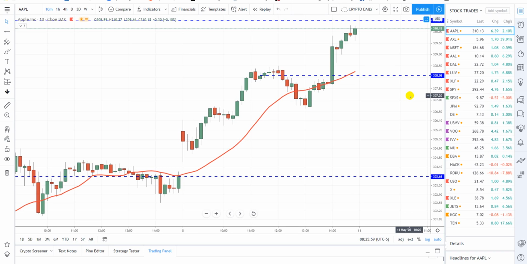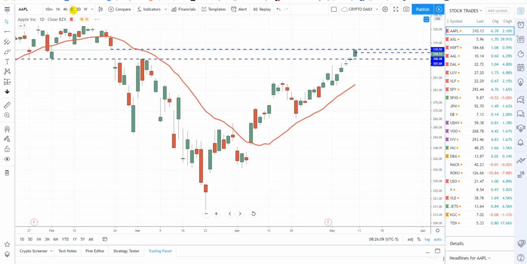Here we go, guys. Monday, May 11th, 2020. And we're looking at the pre-market of Apple. This is the 10-minute chart. Let me go back to the daily. And as you can see, we have filled that gap fill here. Price had stopped right here.